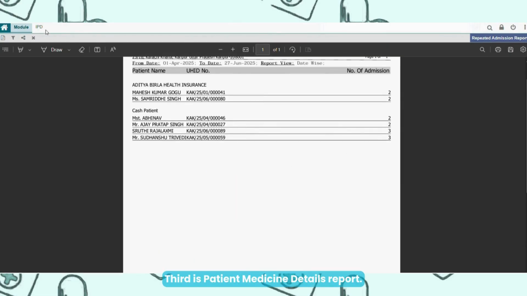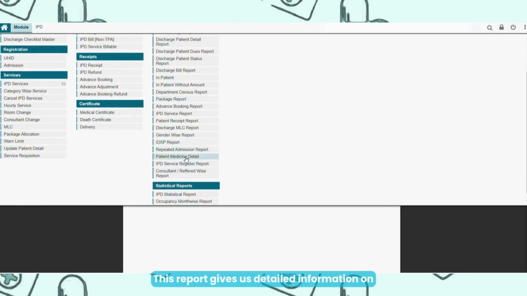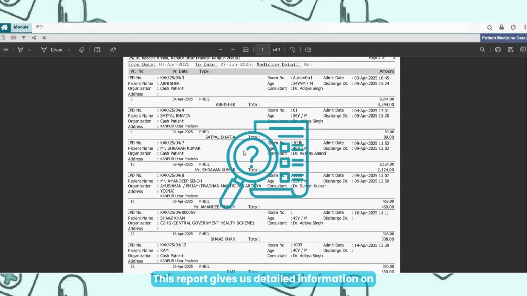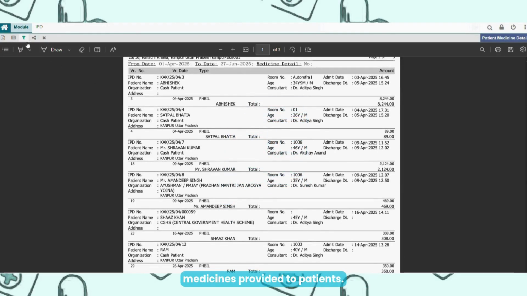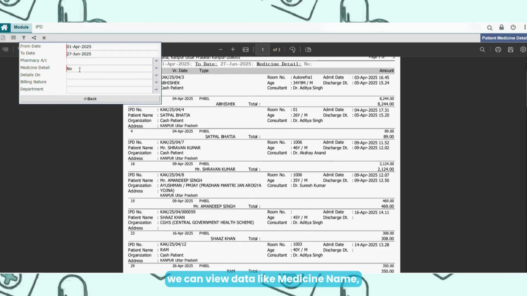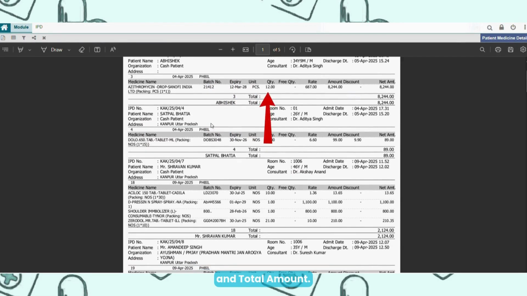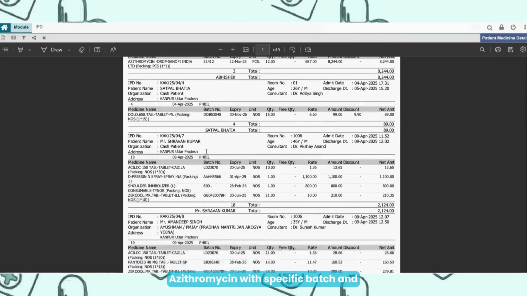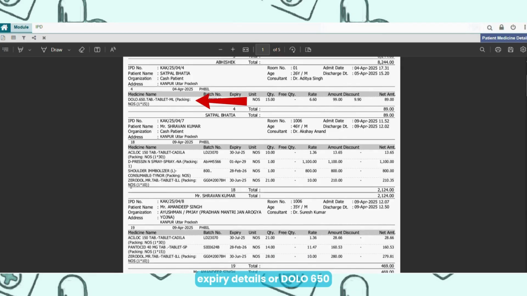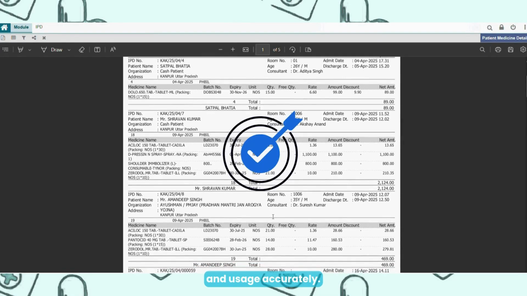Third is the Patient Medicine Details Report. This report gives us detailed information on medicines provided to patients. Using filters, we can view data like medicine name, batch number, expiry date, unit, quantity, and total amount. For example, azithromycin with specific batch and expiry details, or Dolo 650 prescribed to Shravani Kumar, is also shown here. It helps monitor inventory and usage accurately.